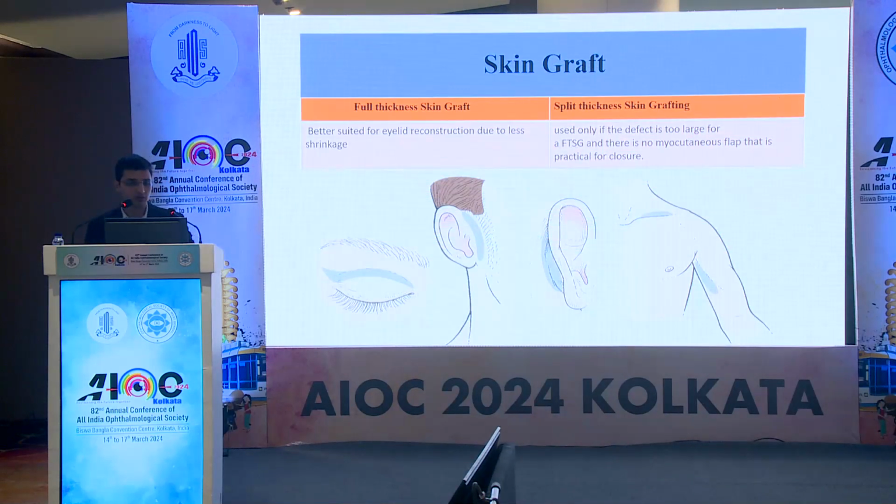Coming to skin grafting, it can be divided into full thickness skin grafts or split thickness skin grafts. In ophthalmic plastic surgery and eyelid reconstruction, full thickness skin grafts are better suited. This image shows the common sites from which we can harvest grafts. It can be contralateral eyelid skin, the preauricular or postauricular area, and the supraclavicular area.